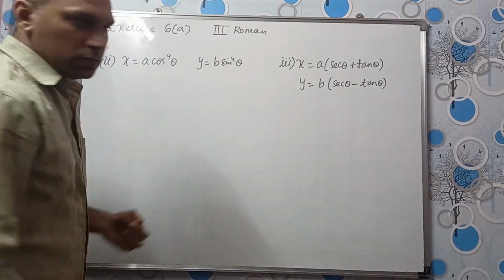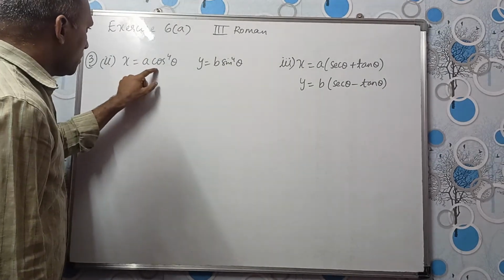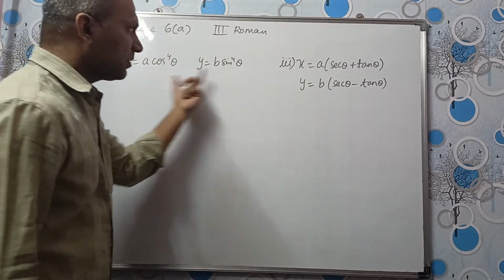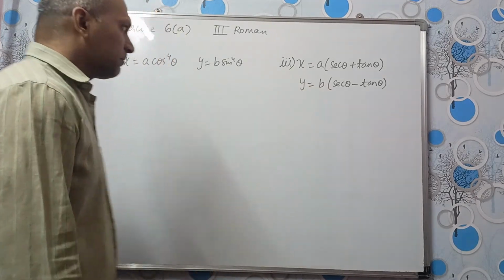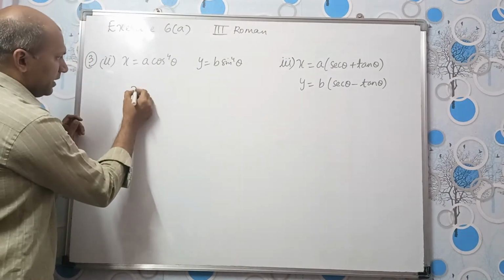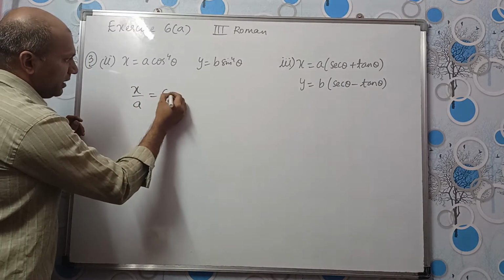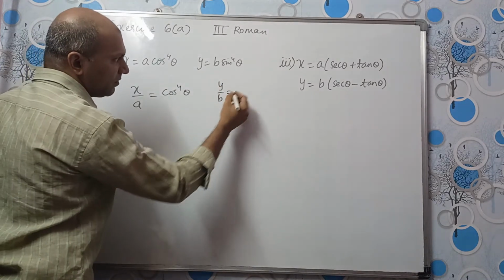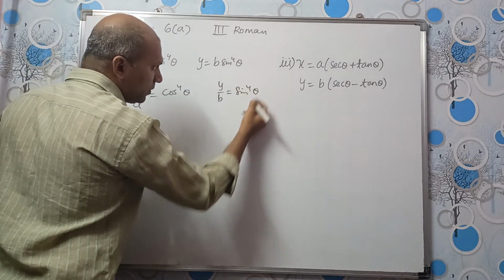Let us solve this next one. x = a cos^4 theta, y = b sin^4 theta. We need to eliminate theta from this. Same thing. Sending a to this side, it becomes x/a = cos^4 theta. Here sending b to the other side, it becomes y/b = sin^4 theta.